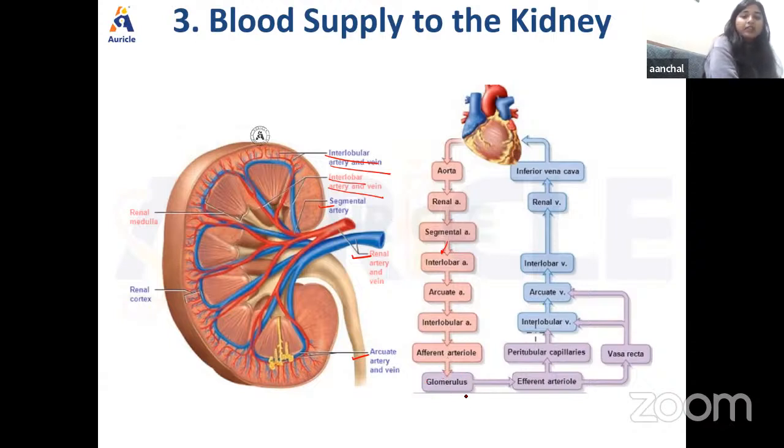So the glomerulus, and then from the glomerulus, the blood will exit through the efferent arteriole to the peritubular capillaries or to the vasa recta, right? Then peritubular capillaries will drain into the interlobular vein. Also, the vasa recta drain into the interlobular and arcuate vein. Then from the arcuate vein, the blood will drain into the interlobar vein. And again from the interlobar vein, the blood will get inside the renal vein. And from the renal vein, the kidney directly supplies the blood back to the heart through the inferior vena cava, and the inferior vena cava drains blood into the right atrium. So this is how the blood supply to the kidney occurs.